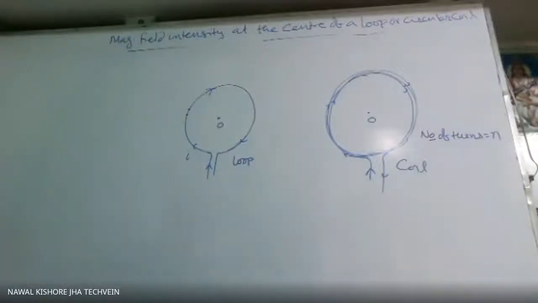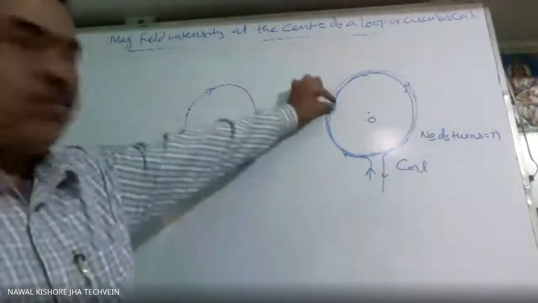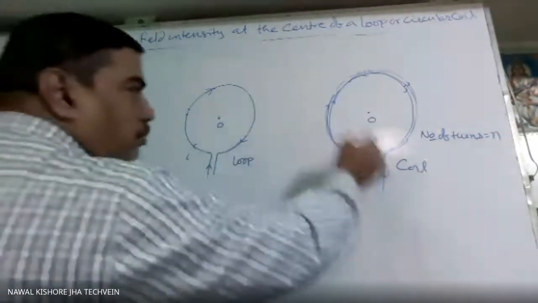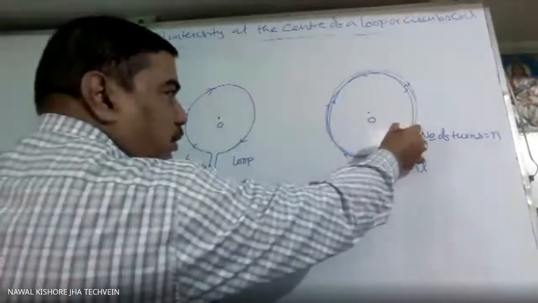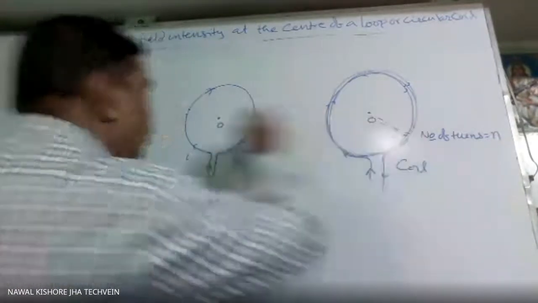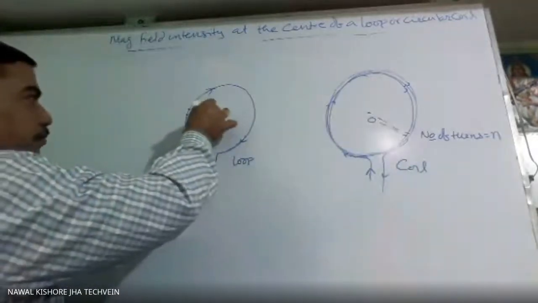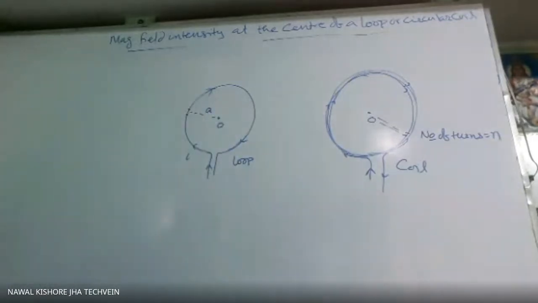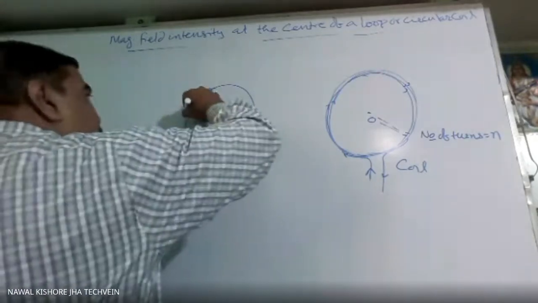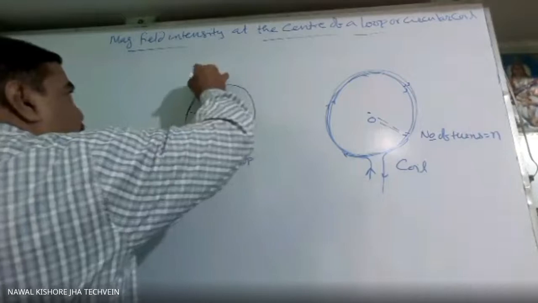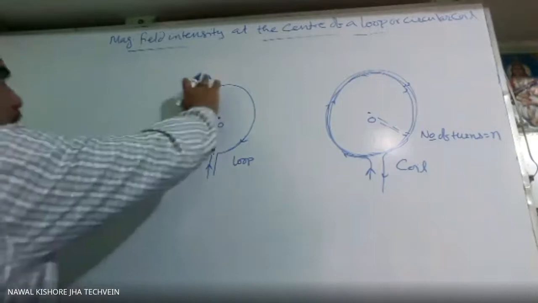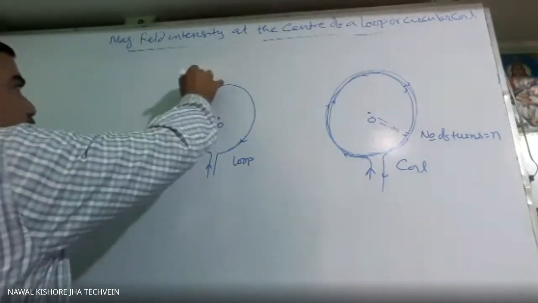Consider a small part of this loop or the coil. Small part, if you are considering, here also part of one wire only. Suppose this is it. So what is the distance here? Distance will be the radius of this loop. Suppose it is A. The current element is in this direction. This is, suppose, I delta L. I is small i we have taken. So I delta L is the current element.